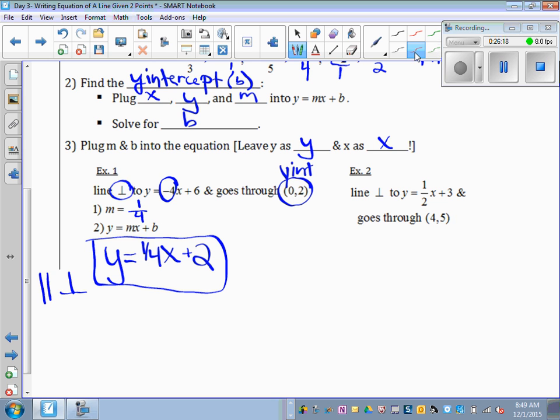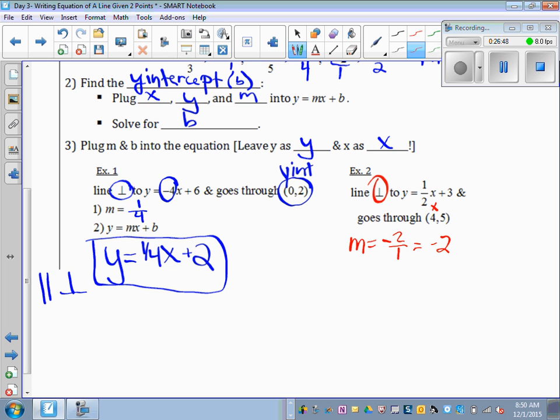Alright, example 2. Again, it says the line is perpendicular to y equals 1/2 x plus 3. Alright, so if it's perpendicular to this, what is my slope going to be? Anybody have an idea what my slope is going to be? Very good, -2/1, which is just -2. Alright, now do they give me my y-intercept this time? No, so we have to find it.